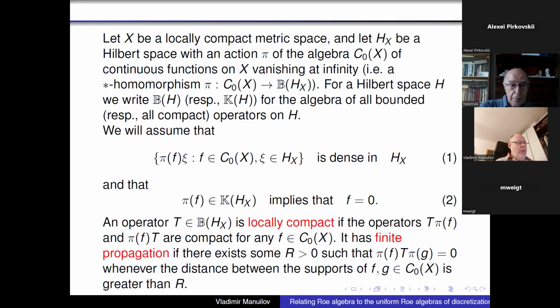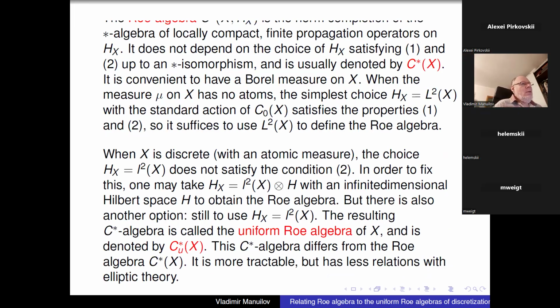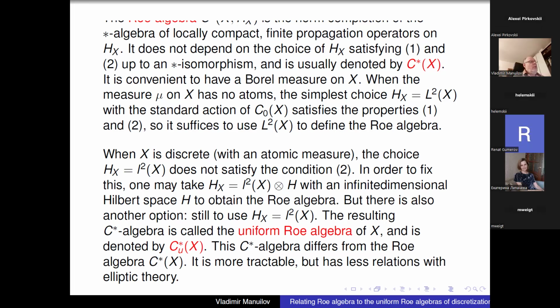So these properties really reflect the behavior of pseudo-differential operators. And we may complete the set of such operators with respect to the norm on this Hilbert space, and the result is the row algebra. There is a theorem saying that this construction doesn't depend on the choice of the space H_X if it satisfies the two properties from the previous page.